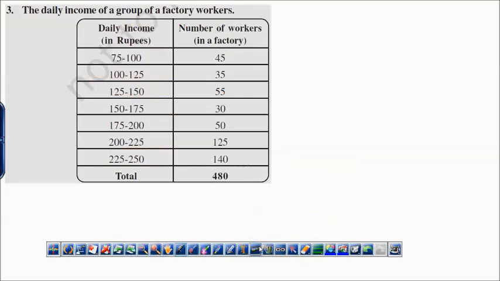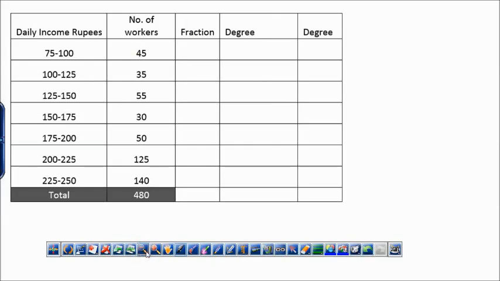This you have to solve on your own. Daily income is given and how many workers have this daily income is given. ये नंबर्स को कैलकुलेशन में यूज़ नहीं करना है. दिस इज जस्ट कैटेगरी लाइक चॉकलेट वैनिला एक्सेट्रा. कैलकुलेशन सिर्फ नंबर ऑफ वर्कर्स के साथ करना है. सो फर्स्ट स्टेप, ड्रॉ द टेबल. Pause the video and copy the table with number of workers. Total number of workers is 480.